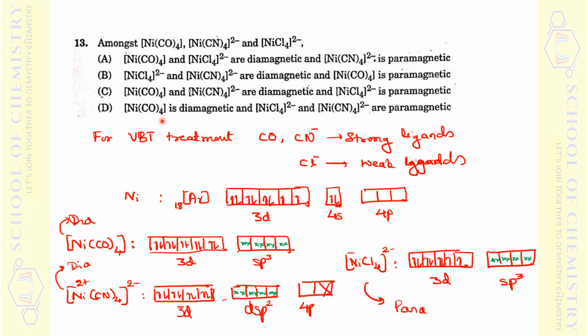Further, you can just make sure that this is also wrong. Ni(CO)4 is diamagnetic, and both of these they said are paramagnetic. No, Ni(CN)4 2-, as we have decided, is diamagnetic, so this is also not the answer. So we can straight away go with option C. Option C is the correct answer for the question.